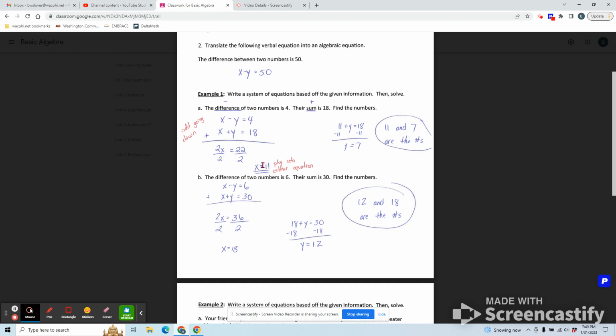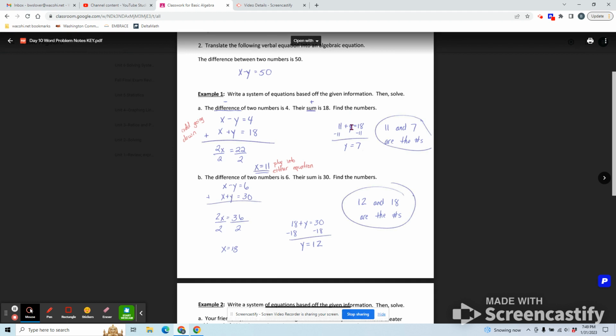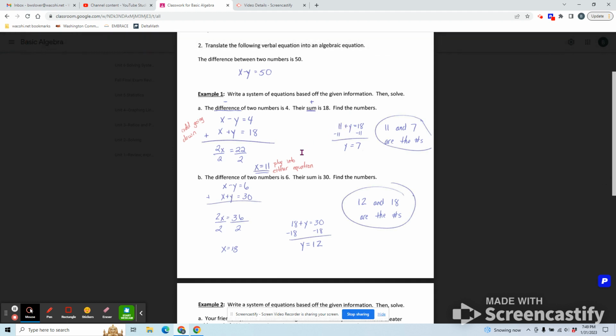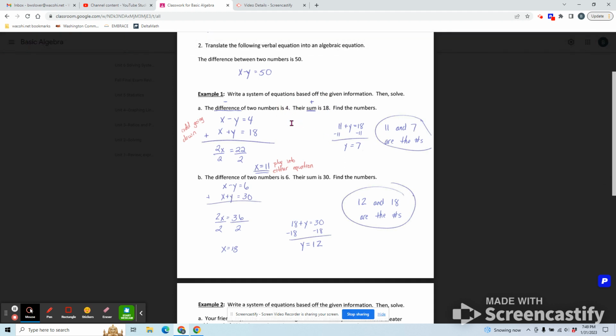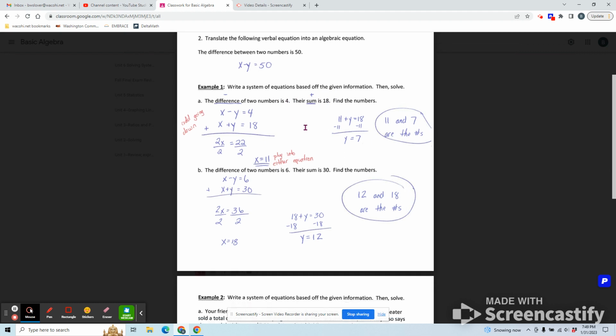So now I'm going to take x is 11 and plug it into the equation. And it doesn't matter which one, just like I said here. 11 plus y equals 18. Subtract 11 and I get 7. So my two numbers are 11 and 7. Well, let's double check. What is 11 plus 7? 18. What is 11 minus 7? 4. So I answered the question.